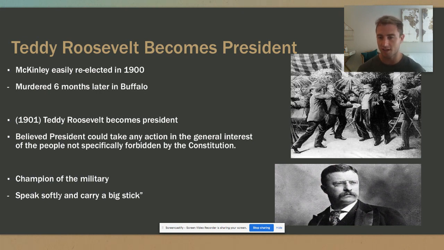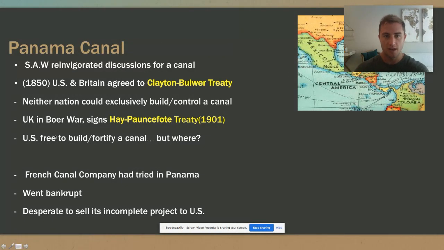Of course, he has his flaws. He is certainly a social Darwinist. He is certainly a proponent of big military intervention with his big stick policy. Speak softly, but carry a big stick. Be prepared militarily. And we first see these actions down in the Central American country of Panama.